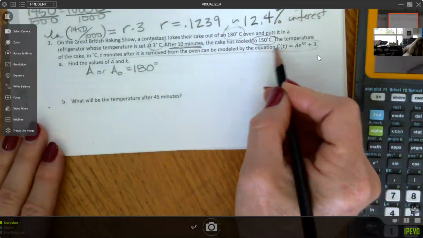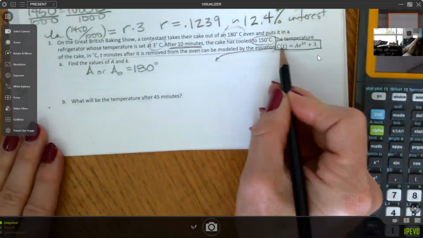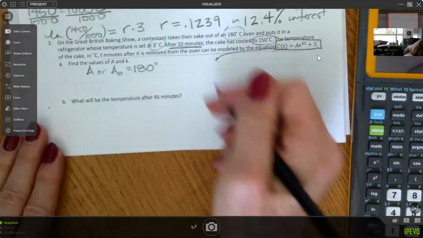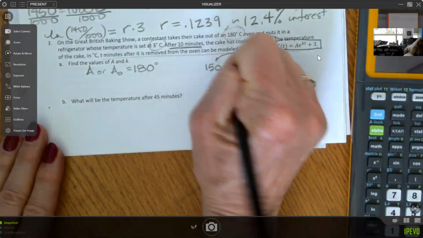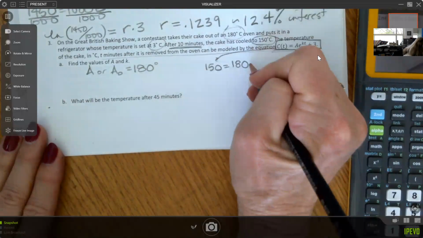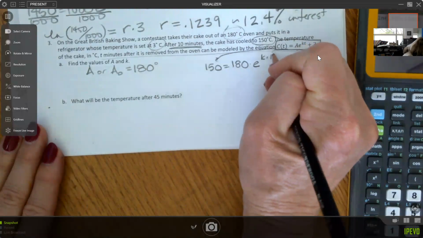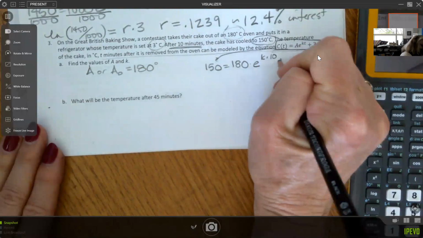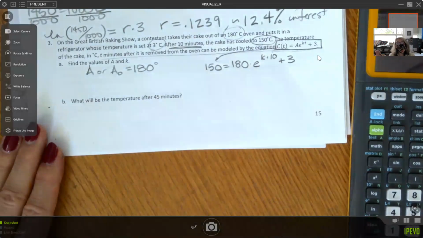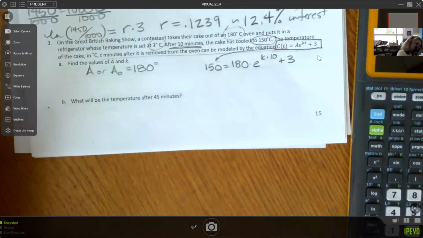So if I take this, the temperature after the 10 minutes is 150. The A is 180 times e to the K times the 10 minutes plus 3. So it's slightly ugly looking, right? But I've got an equation. The only thing I don't know is K. So I can solve for K, right? Even though it's stuck up in the exponent.